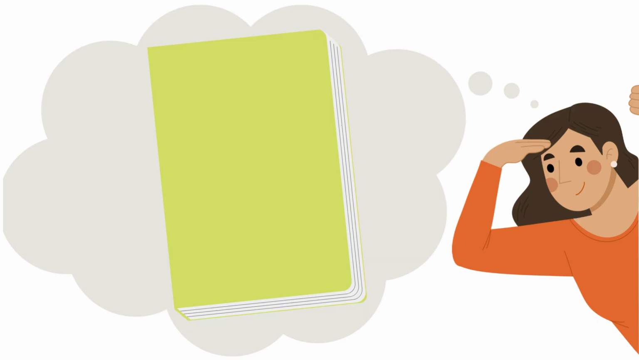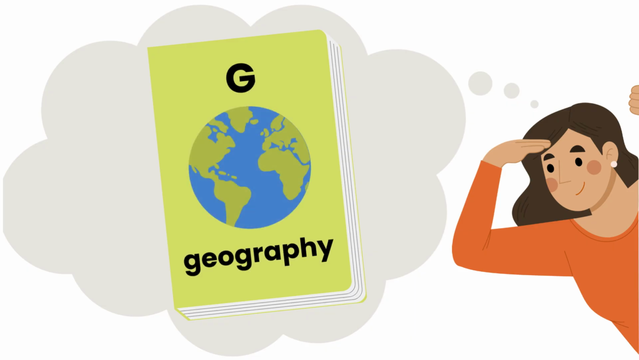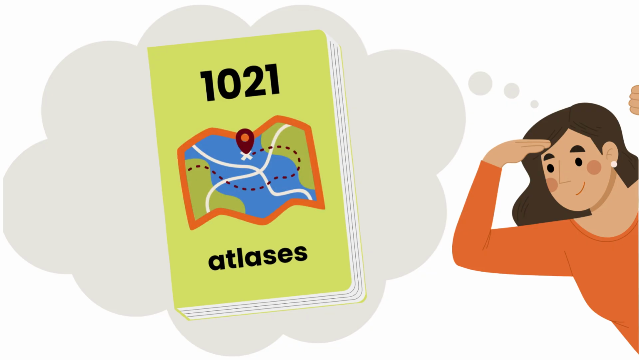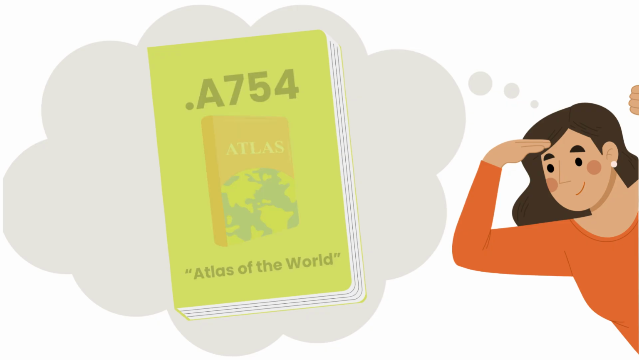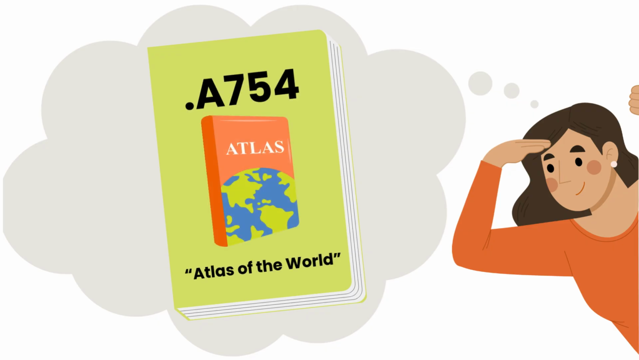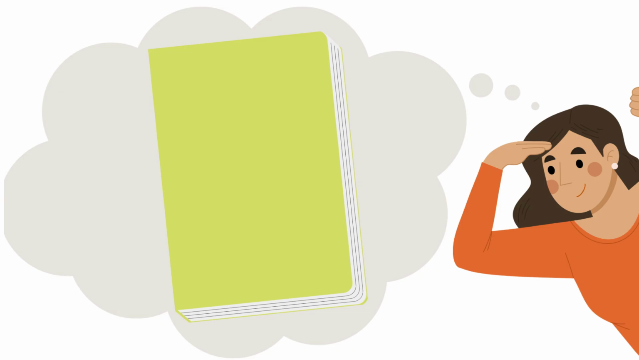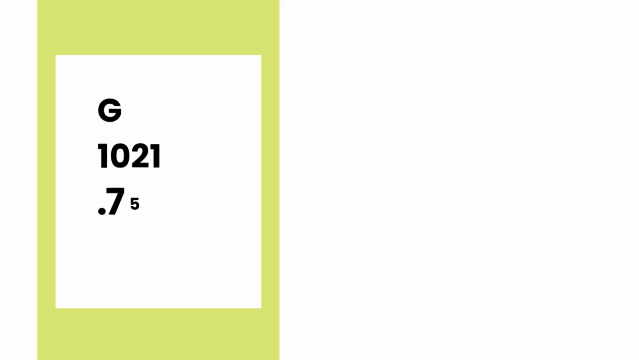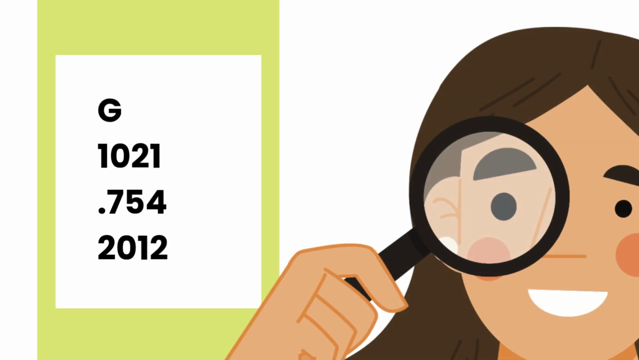Let's say you're looking for the Atlas of the World, published in 2012 by Oxford. First, you'd want to look in Section G for Geography. Then, you'd want to look for Subclass 1021, which represents world atlases published after the year 1976. Next, you'd want to look for point A754, which uniquely represents the title of this book, Atlas of the World. Finally, you'd want to make sure to grab the edition published in 2012. Altogether, this is what the call number for the Oxford Atlas of the World would look like.